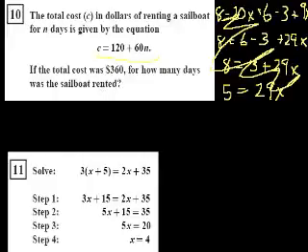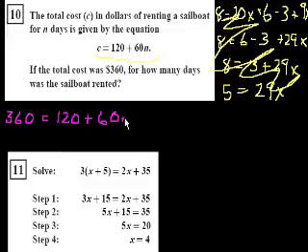C is $360. So they're telling us that 360, that's the total cost, is going to be equal to 120 plus 60 times the total days rented, 60n. And that's what they want us to figure out: n, how many days was the sailboat rented. So if you subtract 120 from both sides of this equation, you get 240 is equal to 60n.